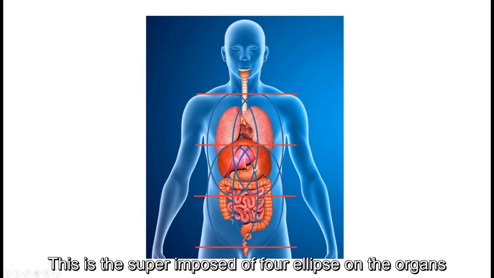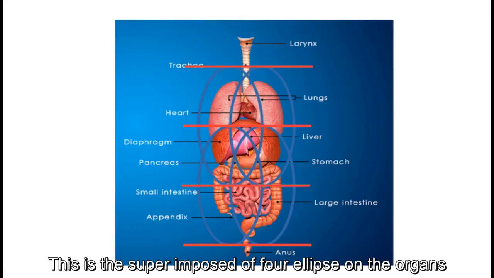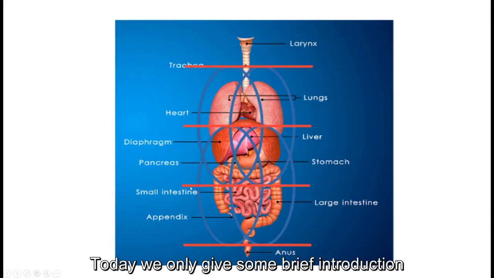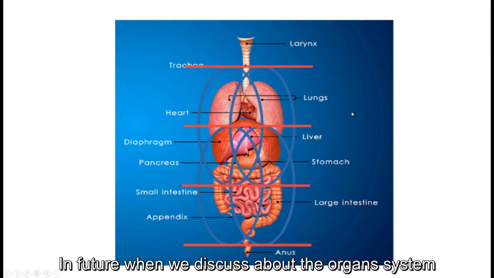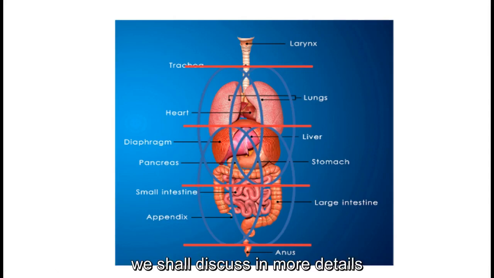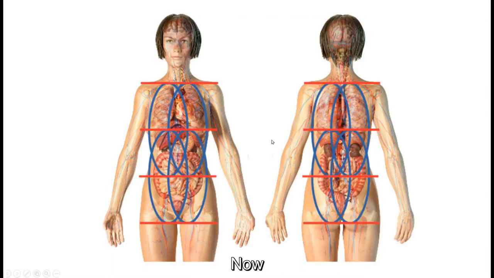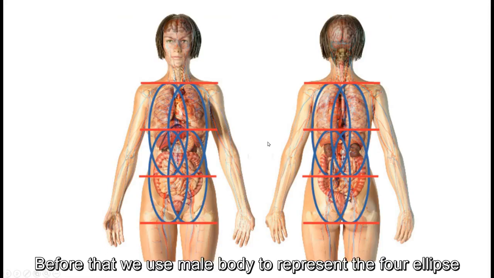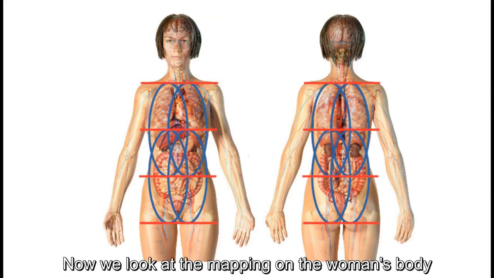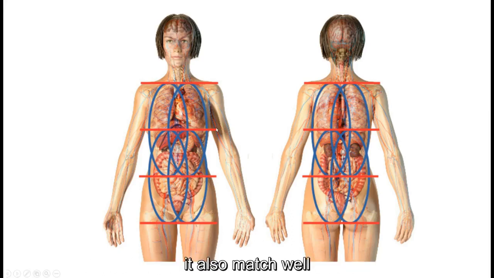This is the superimposition of the four ellipses on the organs, without the body part. Today we only give some brief introduction. In future when we discuss the organ system, we shall discuss in more detail. Before that, we used a male body to represent the four ellipses. Now we look at the mapping on the woman's body. As you can see, it also matches well.